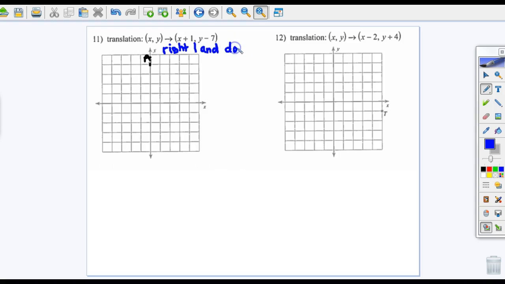down 7. And I want you guys to get in the habit of doing this. I'm also going to expect you to do the opposite on the other one. But for now, when we have it in XY notation, I want you to write it in word form as well. So I'm going to go from A right 1, and down how many? 7. I didn't finish that. Right 1, down 7. So this gives me my A prime.